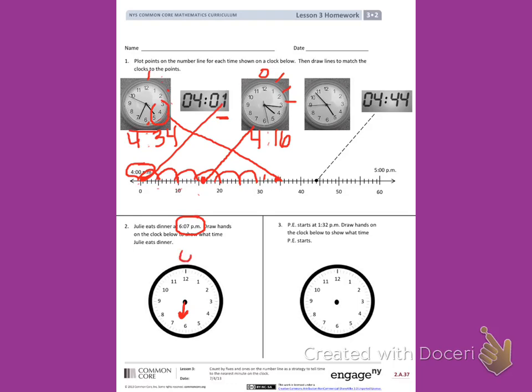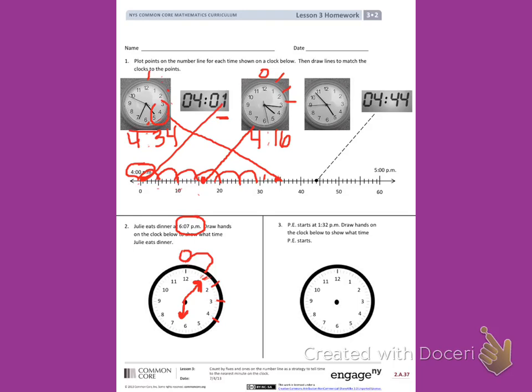So I'm going to start here at 0, and I'm going to count by fives and ones till I get to 7. Remember that each number on the clock represents 5-minute intervals. So we'll start here and we'll count by fives. 5, and now I'm going to add 2 more to get to 7. So 1, 2. And I'll use my pencil to mark that 7 minutes. So now I've shown the time as 6:07.